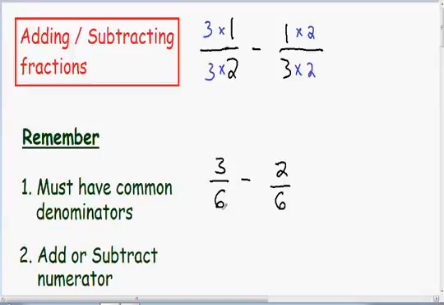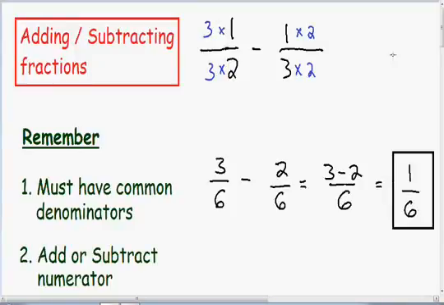So now that we have a common denominator of 6, the bottom numbers are both the same. We can subtract these fractions quite easily. Our denominator always stays the same, so we have a denominator of 6. And in our numerator, we're just going to subtract the 3 and the 2. 3 minus 2 is 1, so we get 1/6. And this is our final answer.